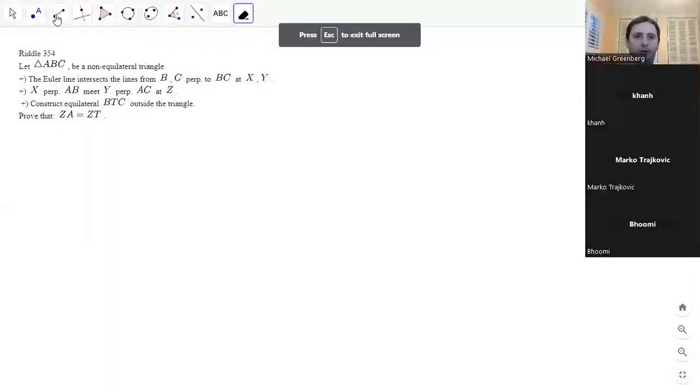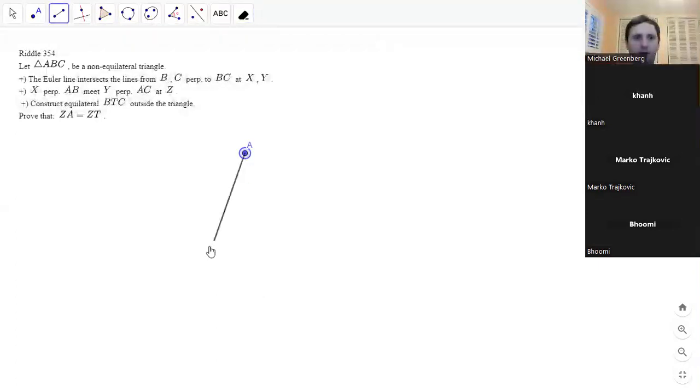So let's get started on the first problem. This is supposed to be a hard one, so we'll see how hard it is. We draw the Euler line of a triangle, and we see where it intersects the lines from B and C perpendicular to BC.